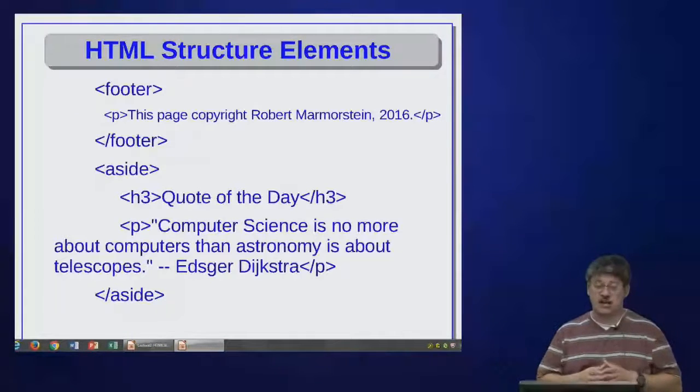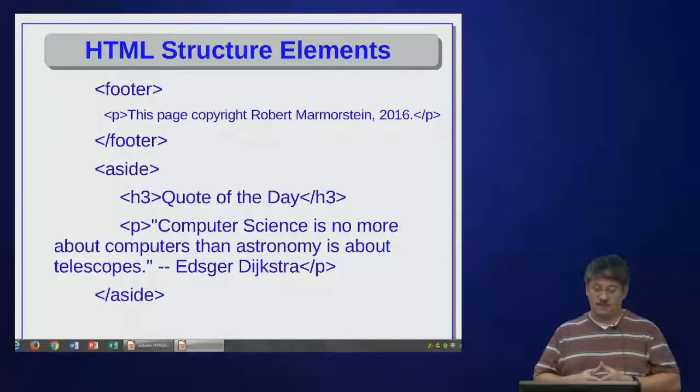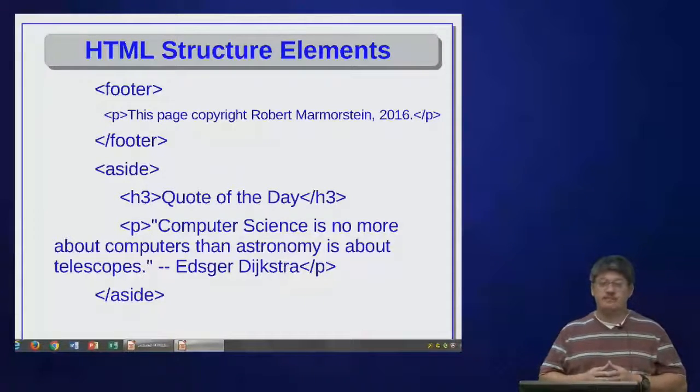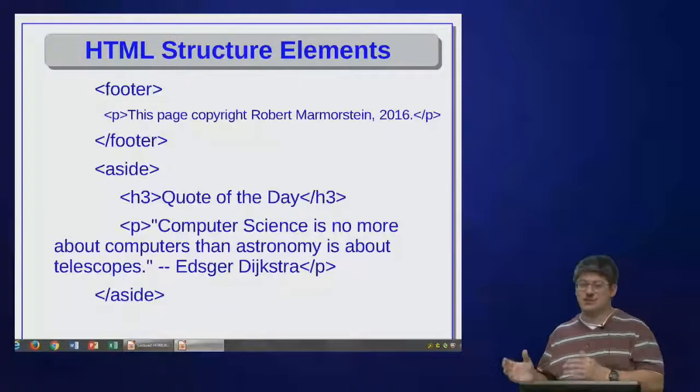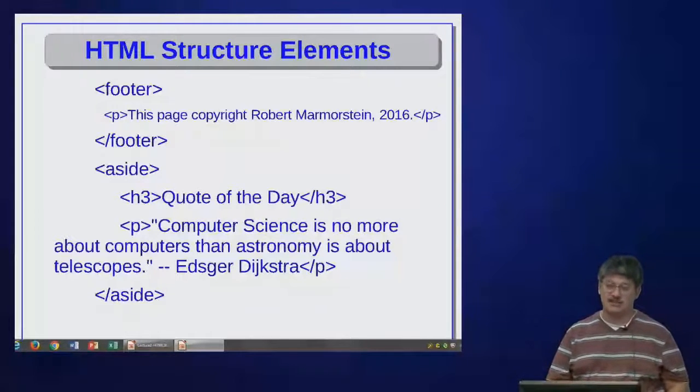Outside of my main section, I might have a footer with a copyright notice. And I might have an aside, a sidebar, with a quote of the day. So I picked this quote. This is one of my favorite computer scientists, Edsger Dijkstra. Edsger may have said this quote. It's actually unclear whether this came from him or not. But the quote is that computer science is no more about computers than astronomy is about telescopes.